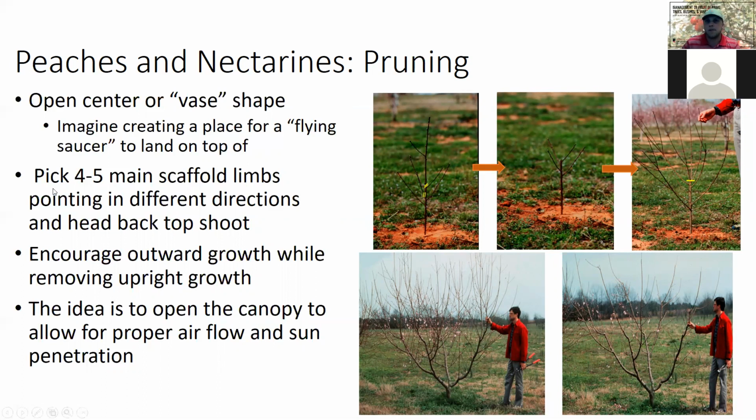So basically that means you're going to look for 4 to 5 main scaffold limbs. Those are going to be your main fruiting limbs. And everything else that's vertical, you're going to want to get rid of. So at planting, when the tree was first planted, you're going to want to remove here and here. You're going to want to select maybe 4 to 5 of those main branches that are going to end up being your fruiting branches down the road.